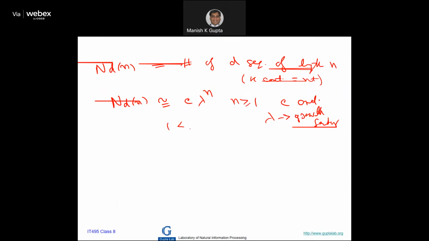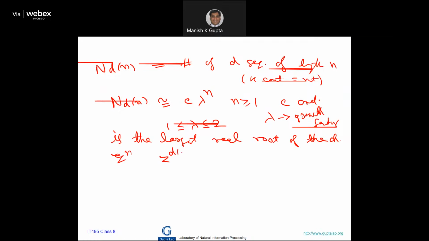Actually, lambda lies between 1 and 2 and is the largest real root of the characteristic equation z raised to the power d plus 1 minus z raised to the power d minus 1 is equal to 0. Of course, you have to believe me that these are the results. For such a D-constrained channel, the channel capacity C_D is equal to log base 2 of lambda.